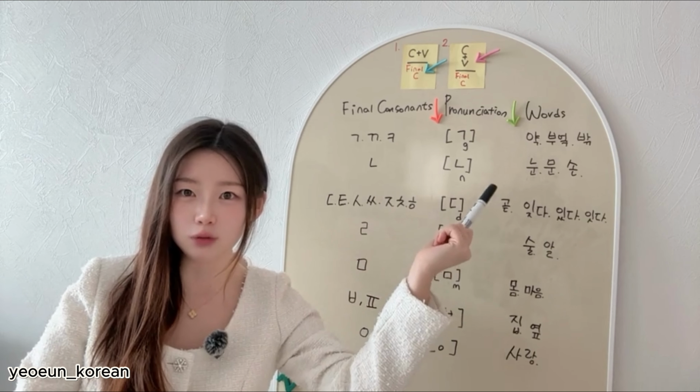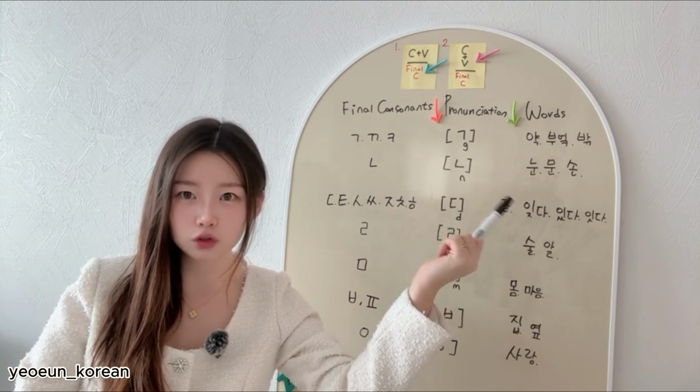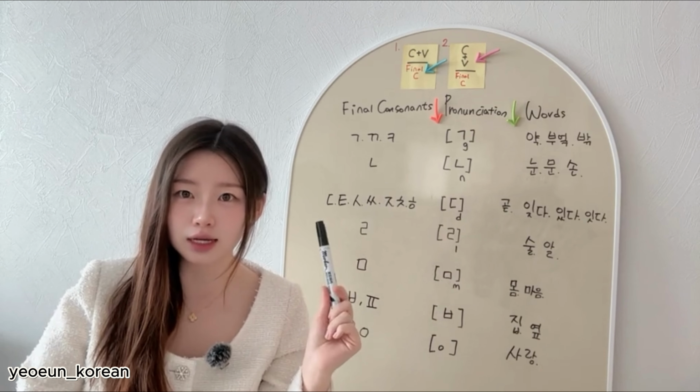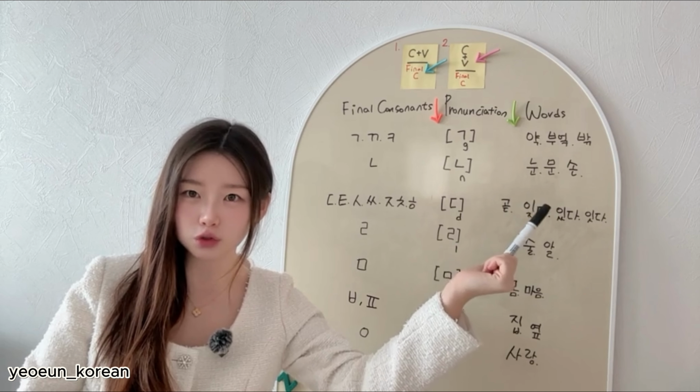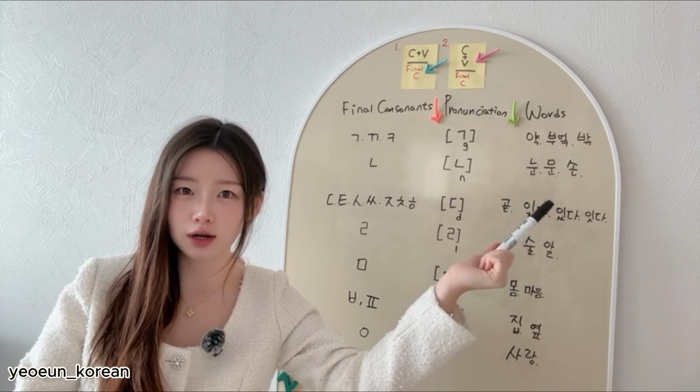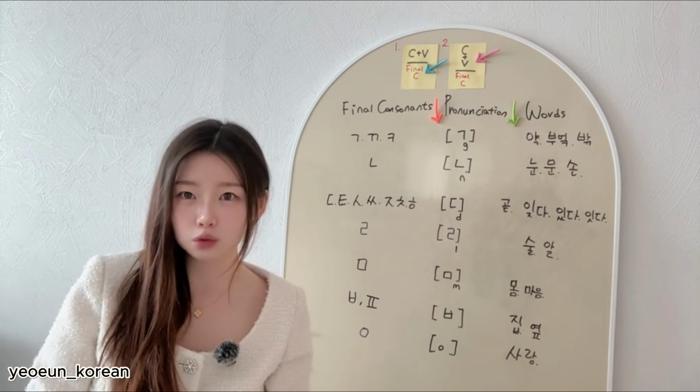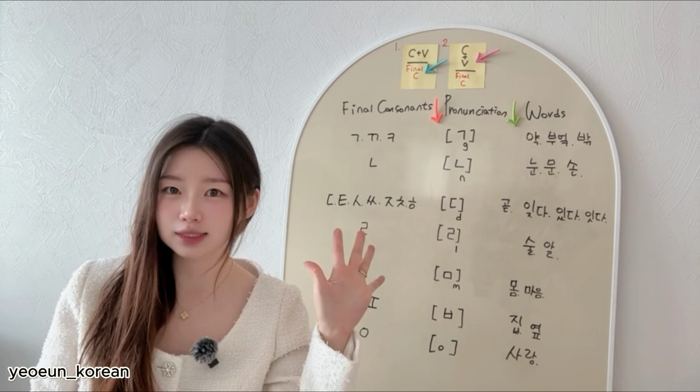And we have the 니은 sound, the N sound, which is very similar to the alphabet N sound. And we have a word here, 눈, which means eye or snow. And 문, which means door. And 손, which means hand.